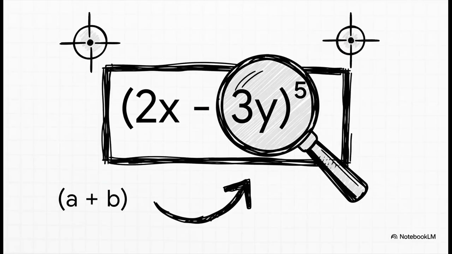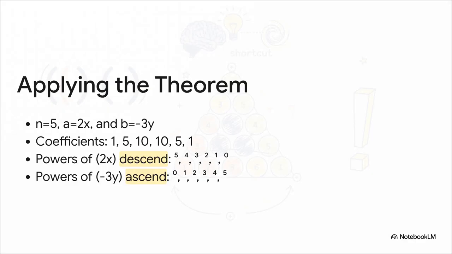You know, the best way to really get a formula is to just use it. Let's get our hands dirty. So let's try it on something a little trickier than just a and b. How about this one? 2x minus 3y to the power of 5. Now our a and b terms are a bit beefier. All right, let's just break this down piece by piece.